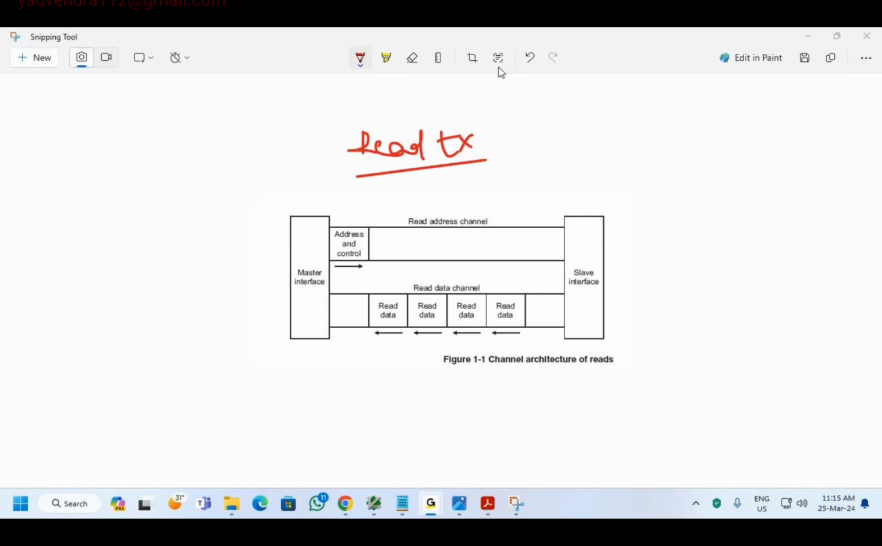So based on the address only, the slave locates the data. For example, at location 100 there is data that my master requires. So the master sends the address as 100. The slave receives that and understands that the master is asking for the data stored at location 100. The slave puts the data on R data and my master takes it. So based on the address only, everything is going to happen.